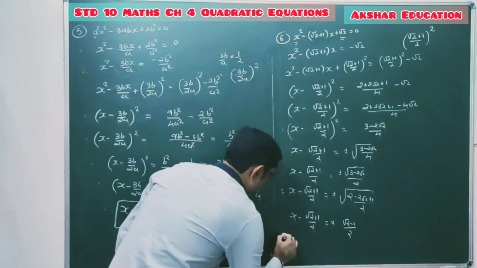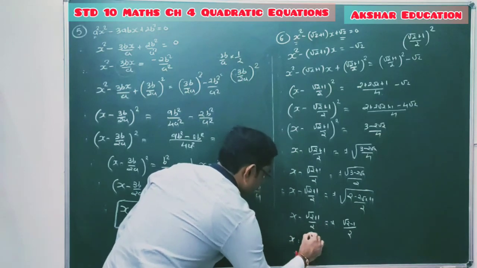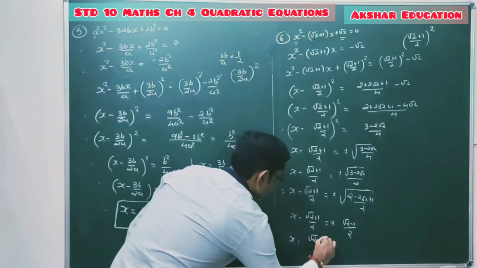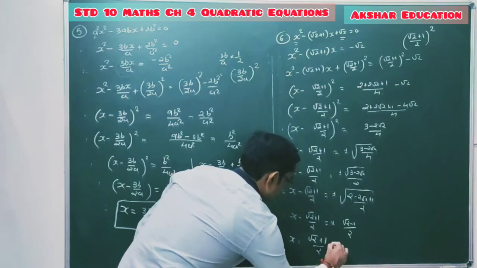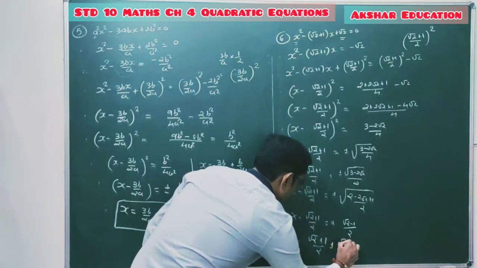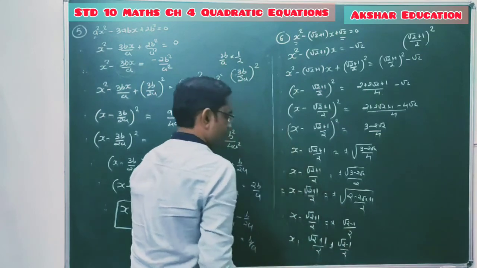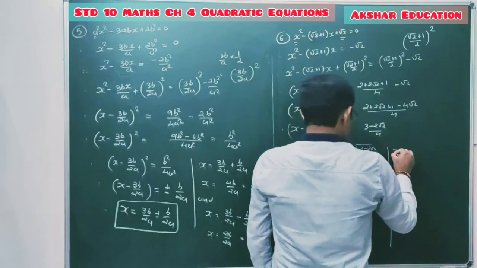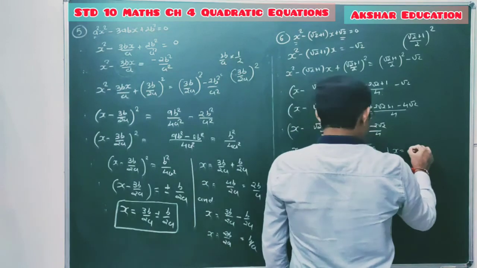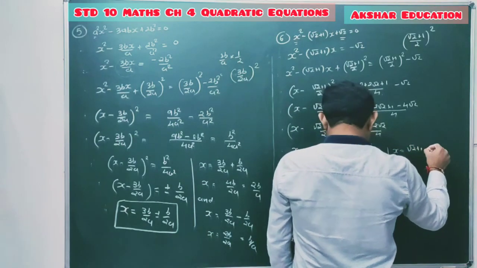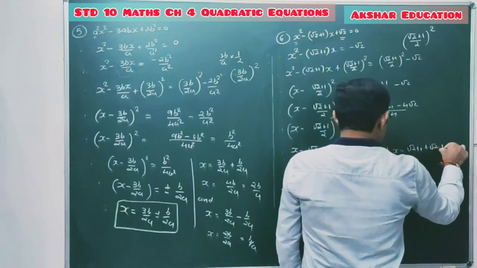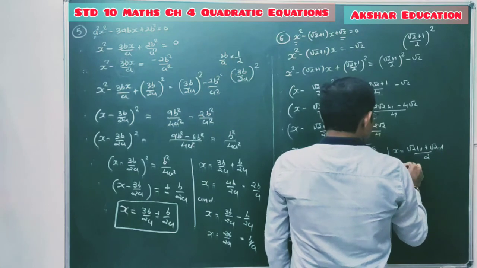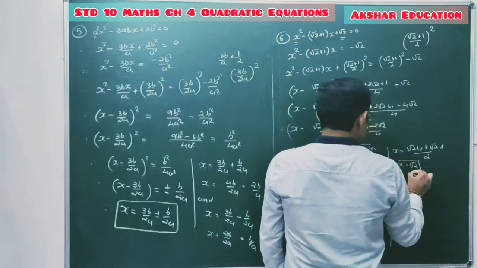So here we get x equal to, taking this (root 2 plus 1) by 2 on the right hand side, (root 2 plus 1) by 2 plus or minus (root 2 minus 1) by 2. So two values of x are there. First value of x, consider the plus sign: (root 2 plus 1 plus root 2 minus 1) by 2. Plus 1 minus 1 cancels, giving 2 root 2 by 2. So our answer is x equal to root 2.